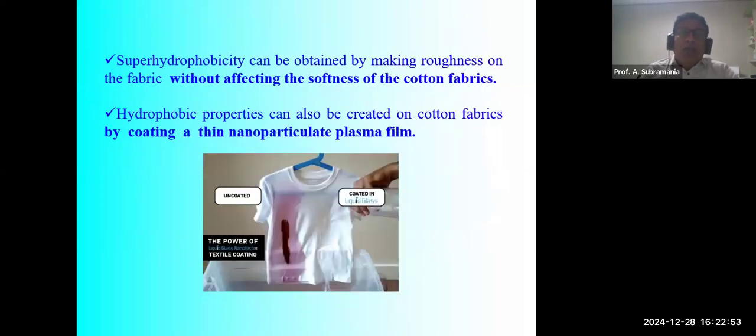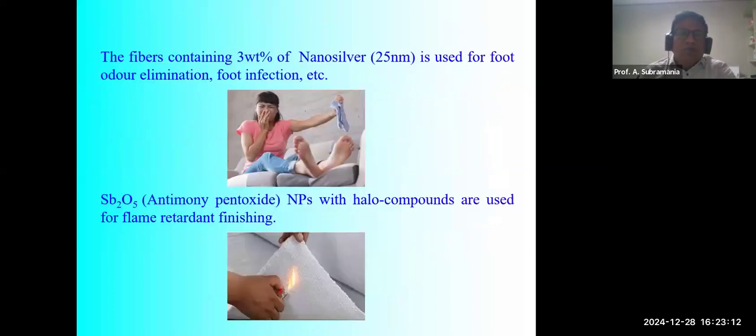Super hydrophobicity can be obtained by making roughness on the fabric without affecting the softness of the cotton fabrics. Hydrophobic property can also be created on cotton fabric by coating a thin nanoparticle plasma film. Then the fibers containing 3 weight % of nanosilver are used for food odor elimination and food infections. Then antimony pentoxide nanoparticles with halo compounds are used for flame retardant finishing.